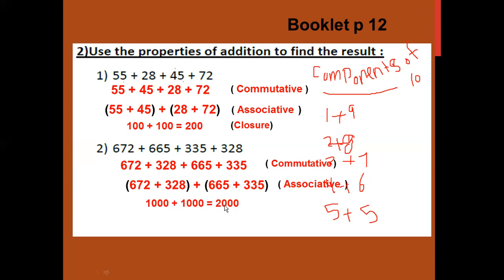And this property is called closure property. Okay, this is closure property. 1000 belongs to N, 1000 belongs to N, 2000 also belongs to N, so this is a closure property. Properties of addition help us to solve the problems in an easy way. Okay, properties help us to solve the problems.